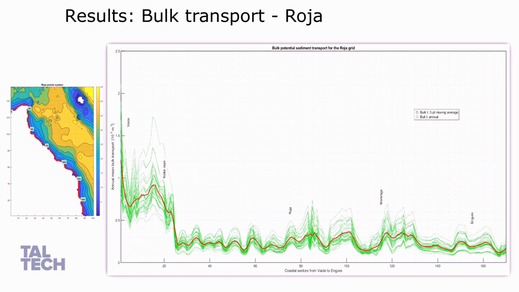We can see that there is a significant decrease after passing Kolka Cape, which matches the previous studies in that area, as well as a relatively stable amount of bulk potential transport going along the coastline south of Kolka Cape, with a noticeable decrease, for example, by Mersrags, where we know that there is pretty much almost a halt of sediment transport.